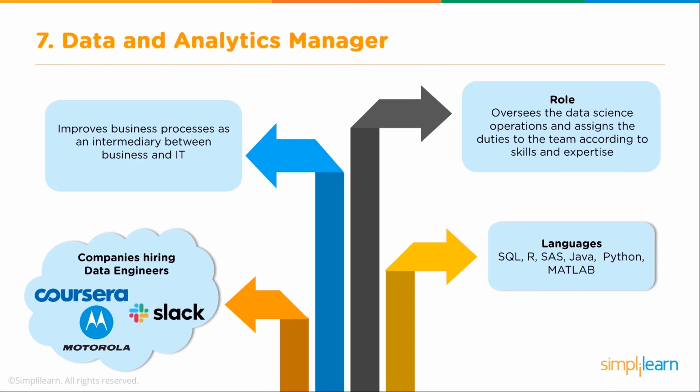Data and Analytics Manager. So when you see manager, that means that somebody's going to sit on top and organize the people underneath. So they're going to improve the business process as an intermediary between business and IT. Oh, you better have some really good communication skills for this one. Some of the companies hiring are Coursera, Motorola, Slack. And of course, these companies are hiring data scientists in almost all of these fields. So the role oversees the data science operations and assigns the duties to the team according to skills and expertise.